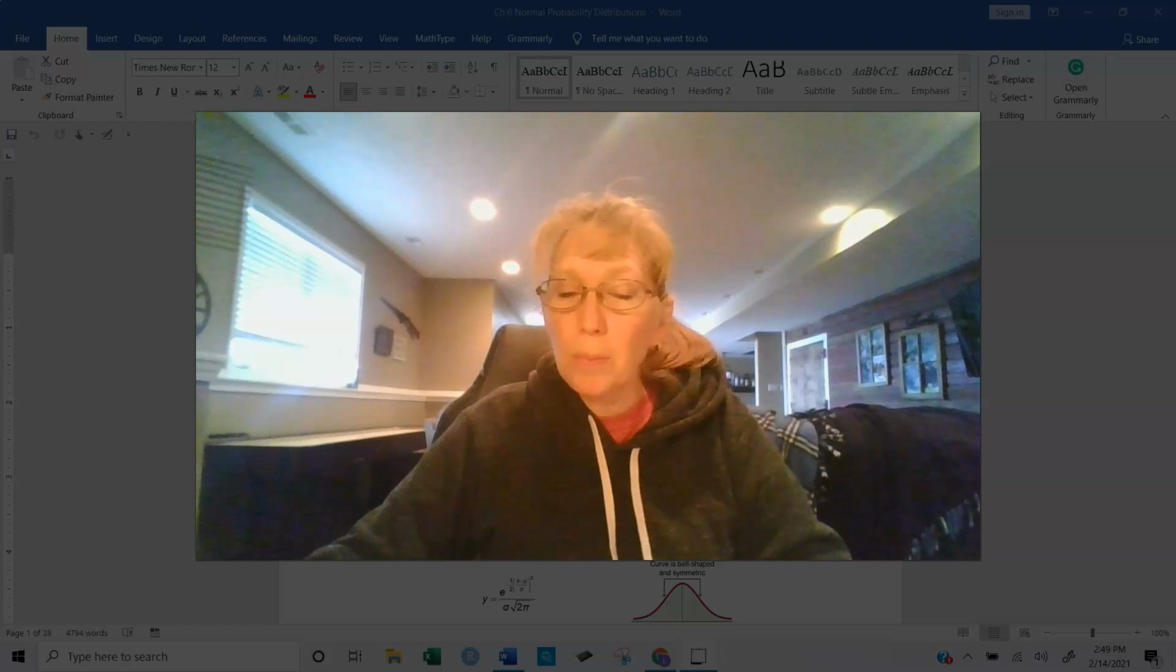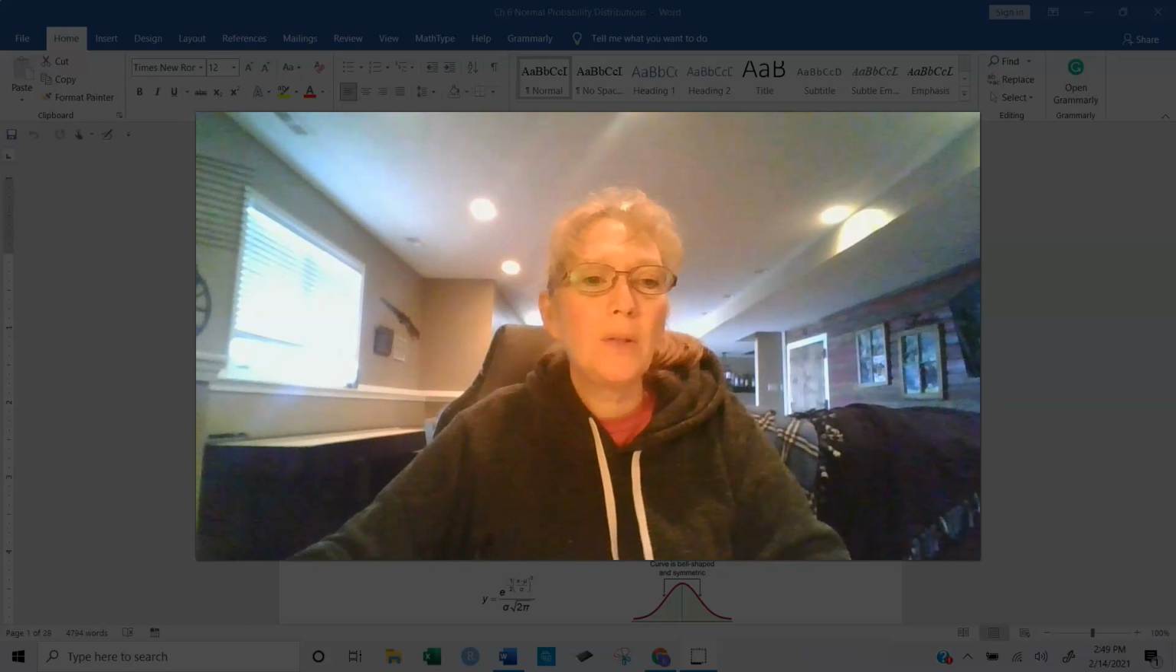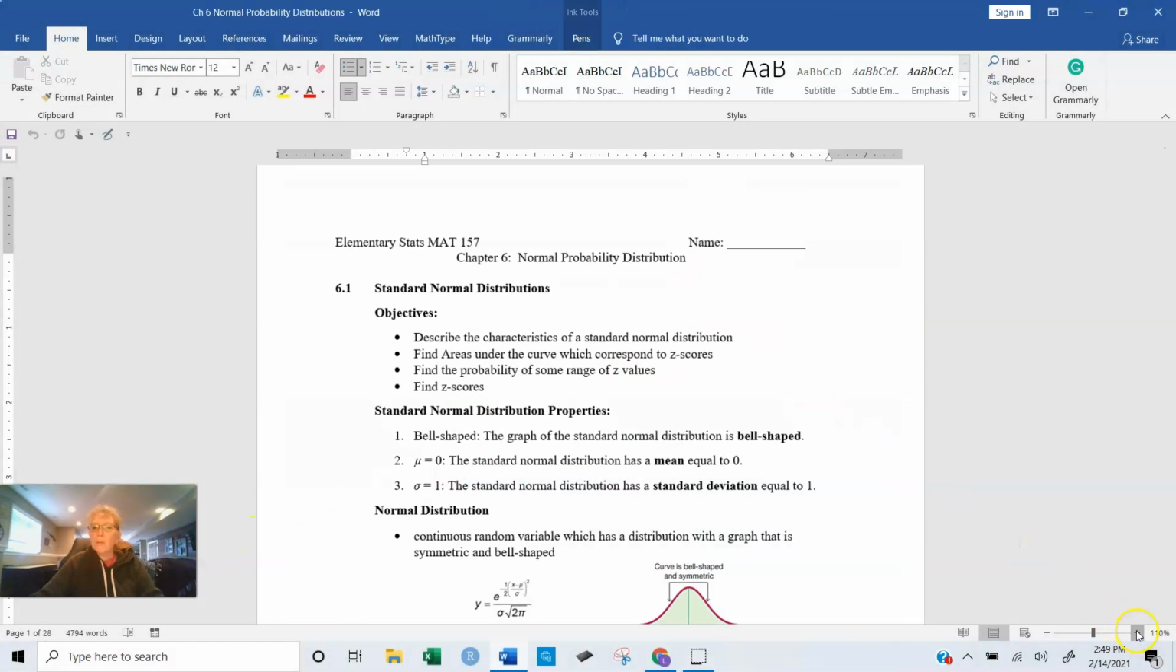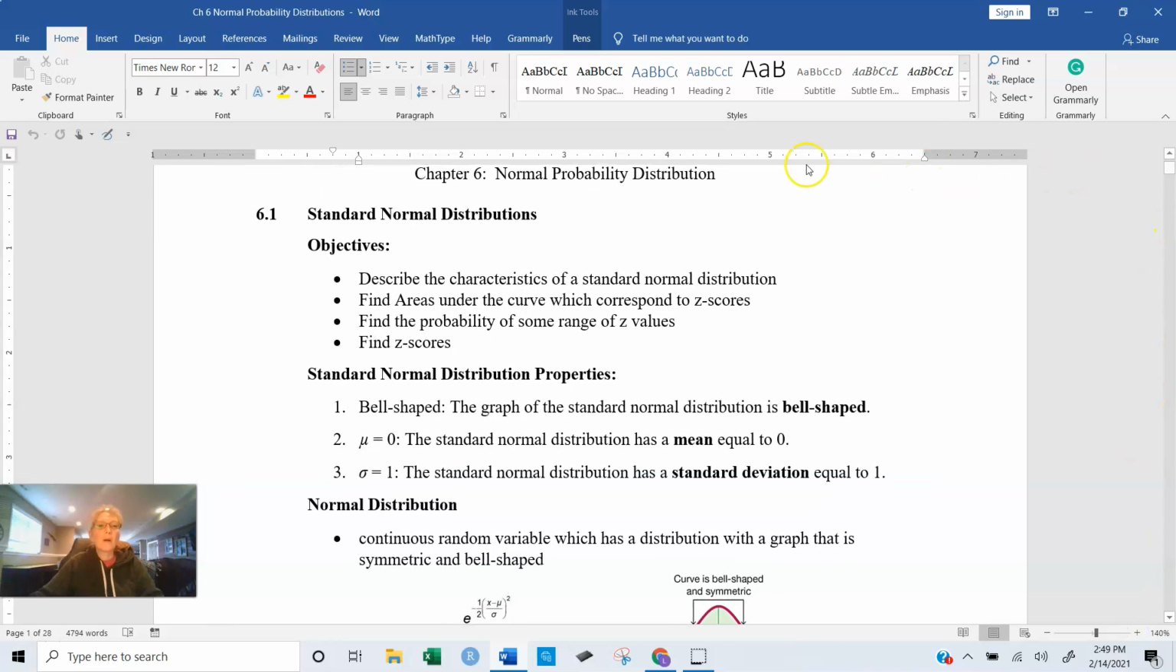This is normal distributions. We've talked quite a bit about this, so there's not a ton that's new. So I hope you're ready to go. You will need StatDisk for part of this chapter, so make sure you have that up and running in your calculator. All right, when we're talking about a normal distribution, we have to remember this. Here we go, let's make that a little bigger.